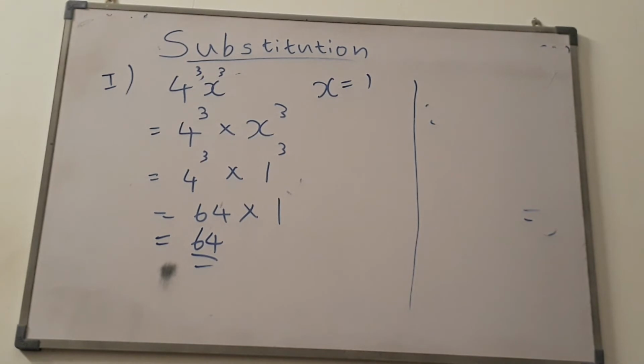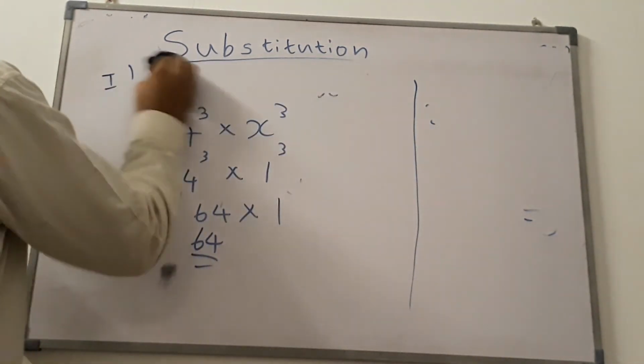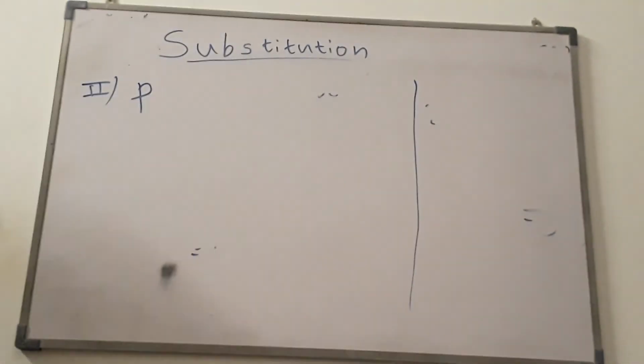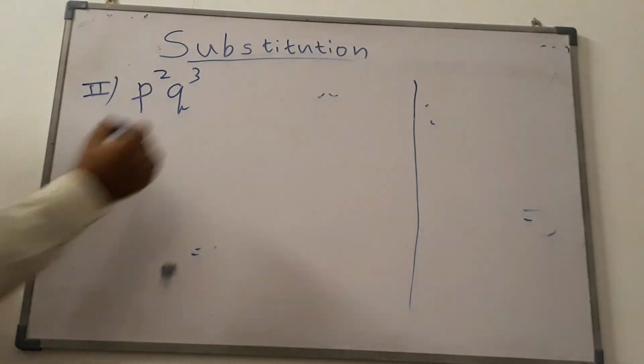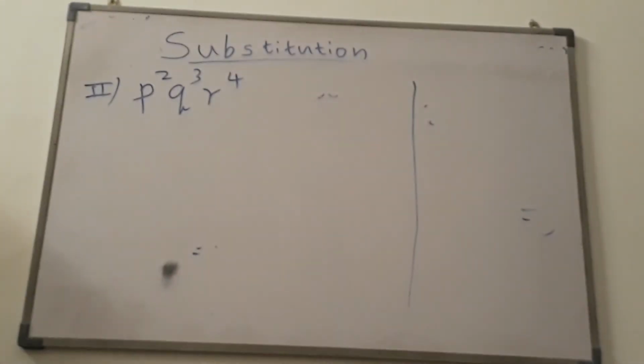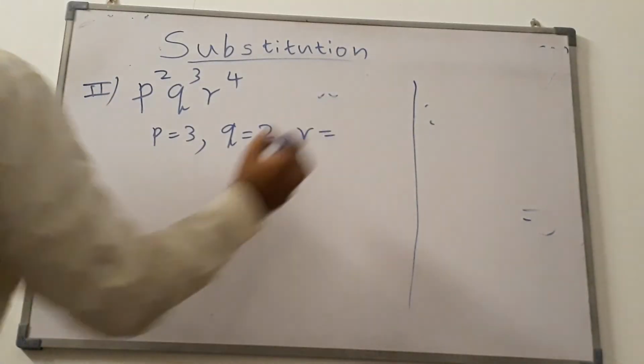Second question. The question is p to the power 2, q to the power 3 and r to the power 4. Okay, and values are given. p equals 3, q equals 2 and r equals 1.